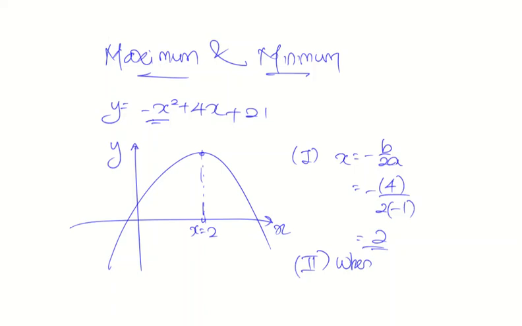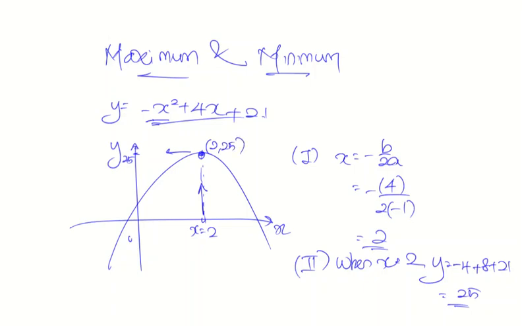When x equals 2 at this point, what does y equal? Press the calculator. It will be negative 4 plus 8 plus 21. That will be 25. So at this maximum point, when x equals 2, y is 25. Is it okay, everybody? So I can find the maximum point: 2 and 25.